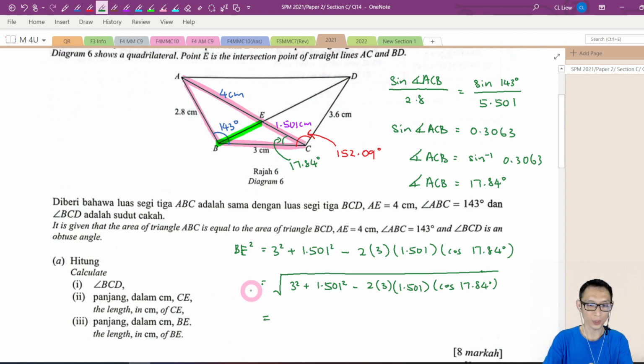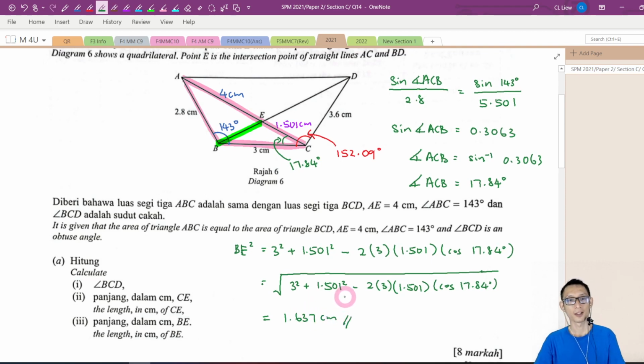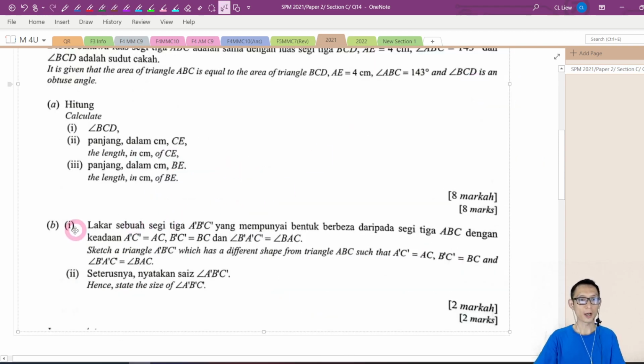Okay, 3 square plus 1.501 square minus 2 times 3 times 1.501 times cosine 17.84 degrees. Okay, and then square root it. You will get 1.637 centimeters. Okay, let me label it over here, 1.637 centimeters. This is the answer for part 3. Okay, now let's go to part B.